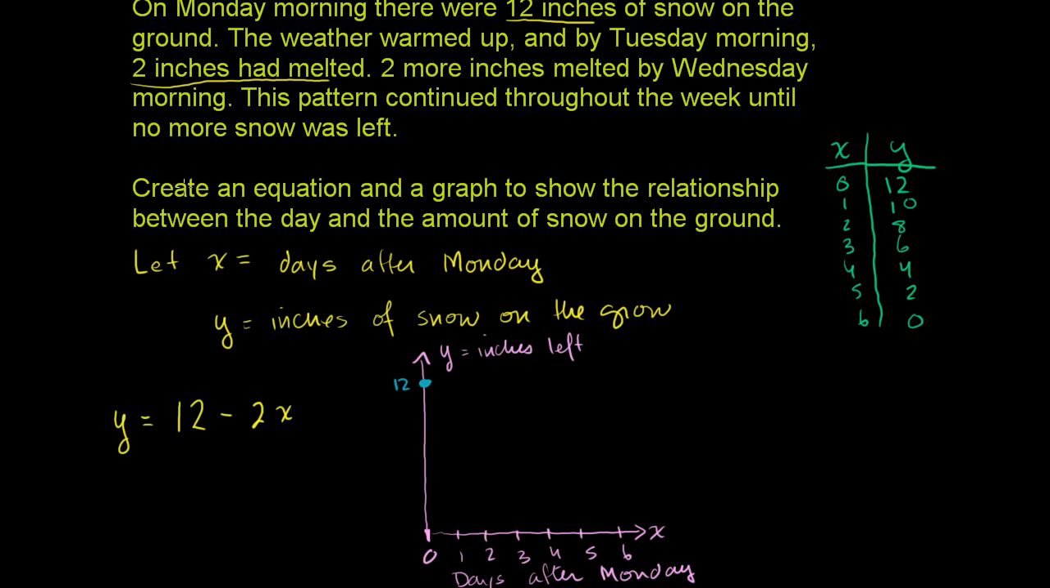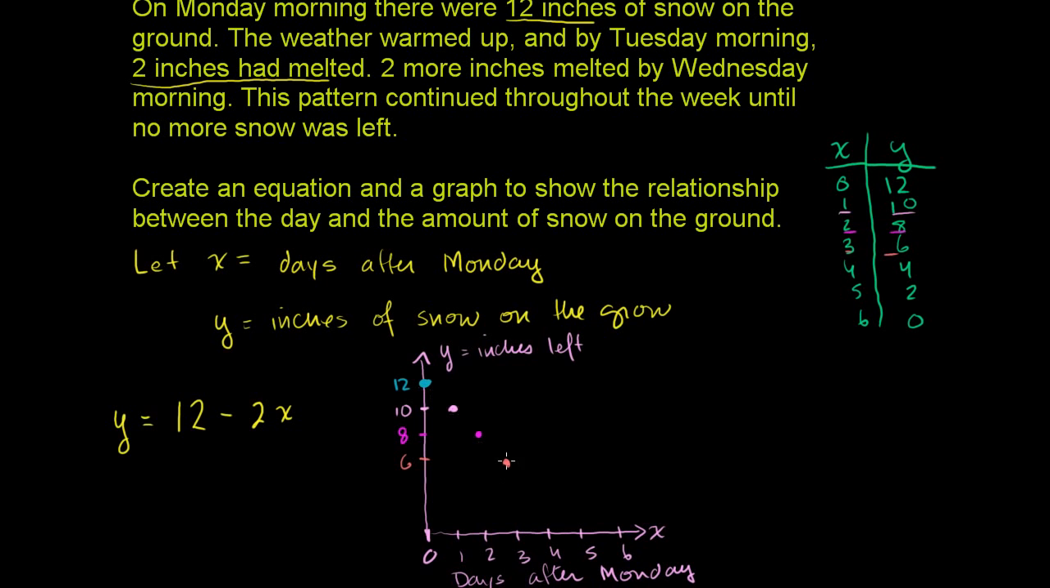We already plotted 0, 12 in that blue color. Now let's plot 1, 10. 1, 10 is right about there. Then we can plot 2, 8. So 2 days after Monday, we have 8 inches left on the ground. So this is on Wednesday. So that's 8 inches. And then on 3 days after Monday, we have 6 inches on the ground.